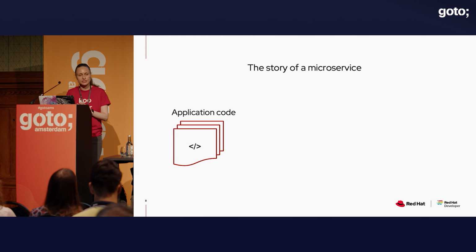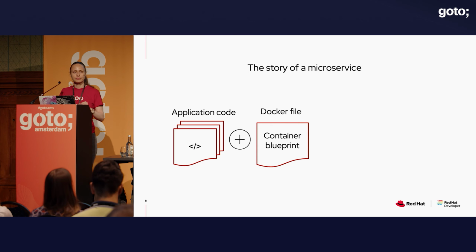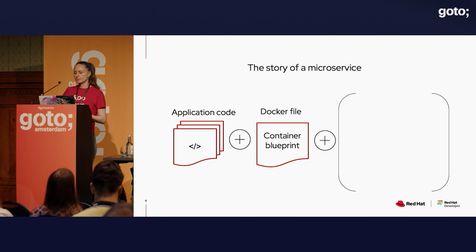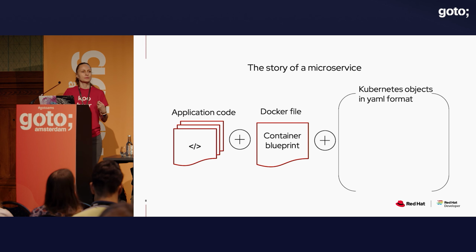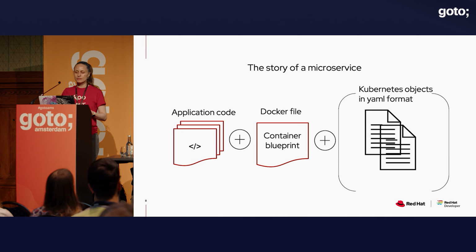And if we're looking at the story of a microservice, everything happens with our application code, right? Then we go and add a container, and add a Dockerfile, which is the container blueprint. And then, in order to deploy to Kubernetes, we end up writing Kubernetes objects in YAML format. For some of us, YAML is great. For others, well, we have to use it because this is the way we can operate with Kubernetes.